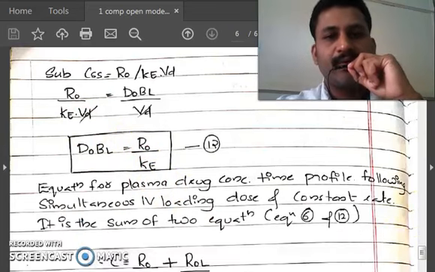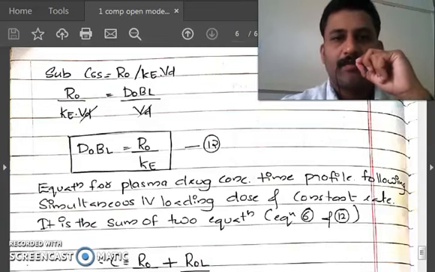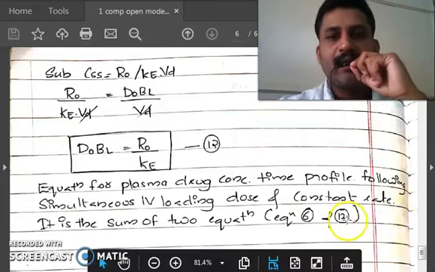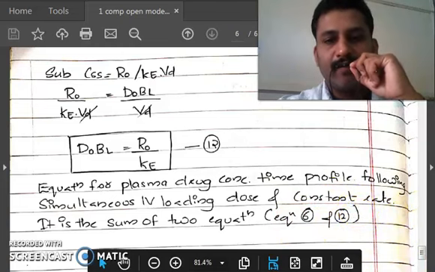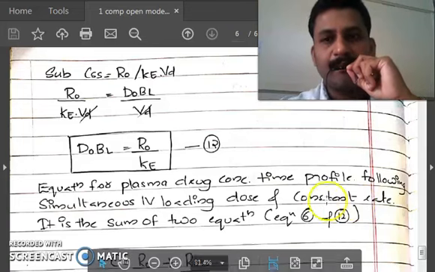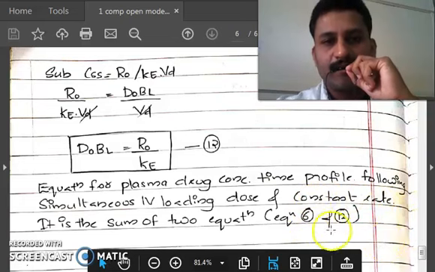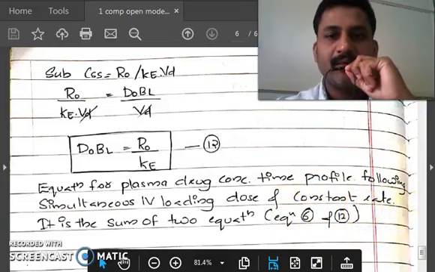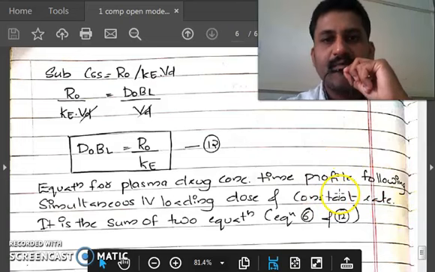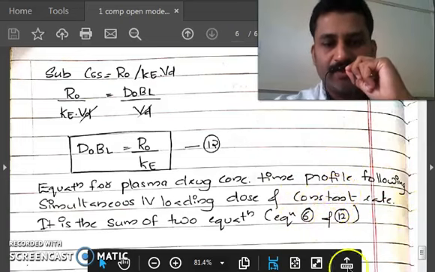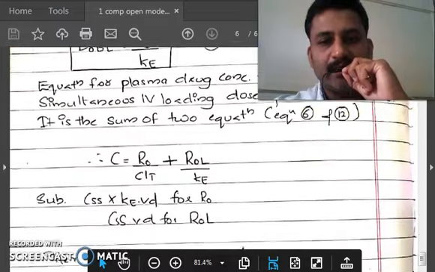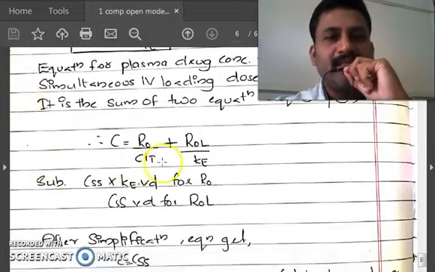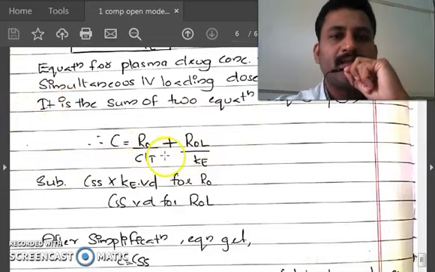So we have equations for infusion and loading dose. For the infusion, we will take equation 6, and for the loading dose, equation 12. Our aim was to maintain the steady state concentration by administering infusion plus loading dose. That means if you add equation 6 for infusion and the loading dose, this should be equal to the steady state concentration. That is our aim. For that we have derived the equation. Next we have to prove that by adding equation 6 and equation 12, it is equal to the steady state concentration. So C is equal to equation 6, R0 by CLT, plus R0L divided by K.